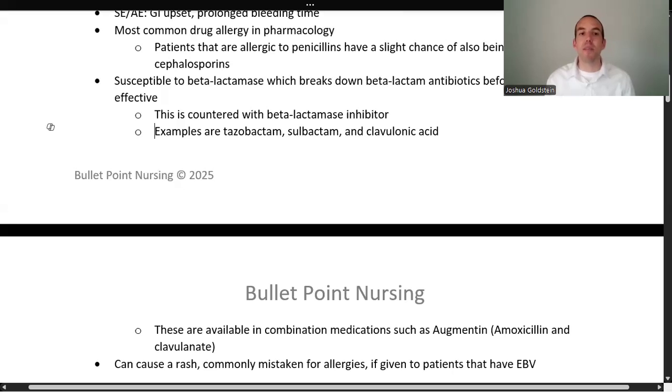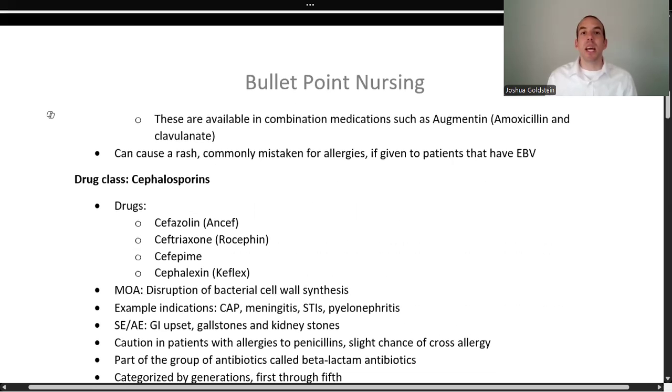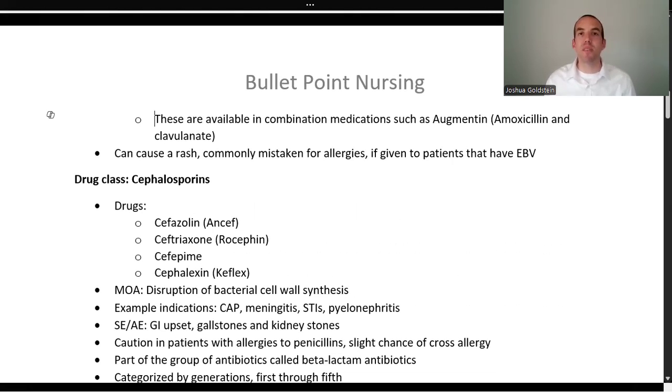Next, penicillin is common for patients to develop a rash. That's not an allergy. Just let patients know that is a known side or adverse effect. Next, cephalosporins. We mentioned this already, but let's get into it. There's more than 20 different drugs in this class. I put a few of the popular ones: cefazolin, ceftriaxone, cefepime, and cephaloxime. These work the same as penicillins. They inhibit bacterial cell wall synthesis.